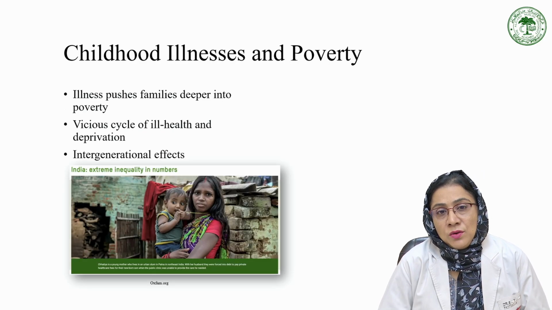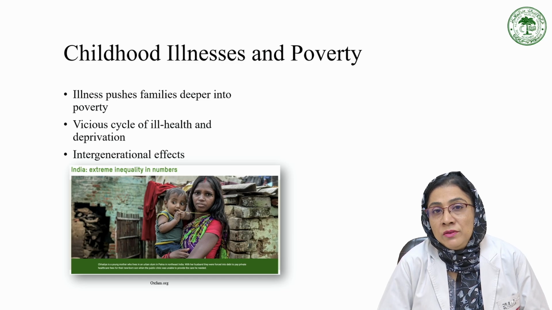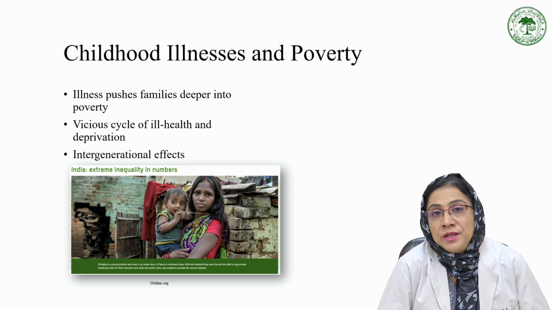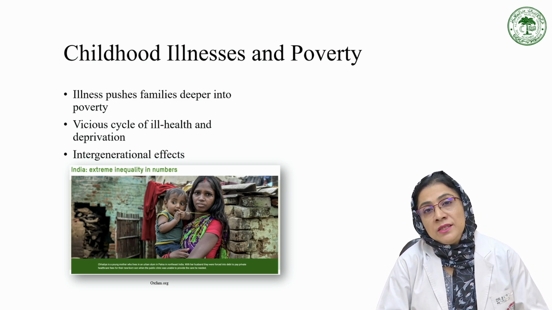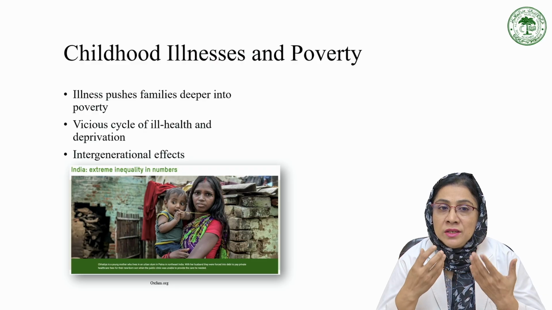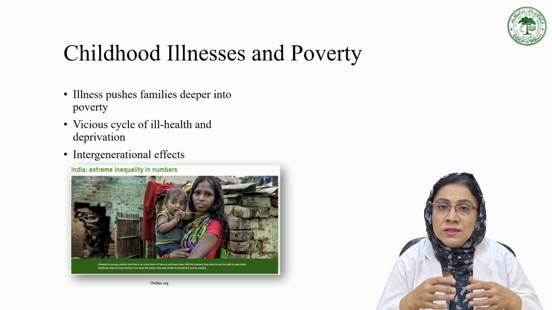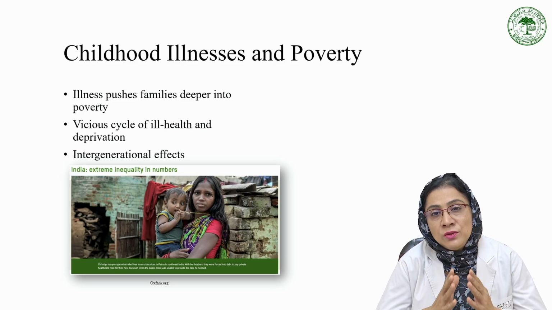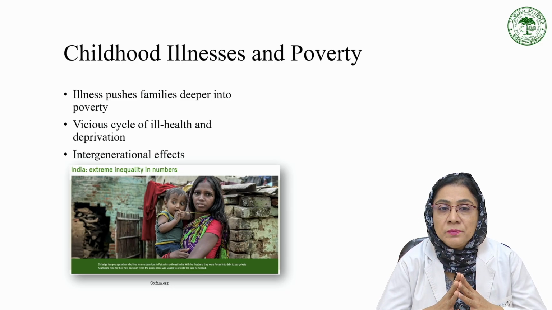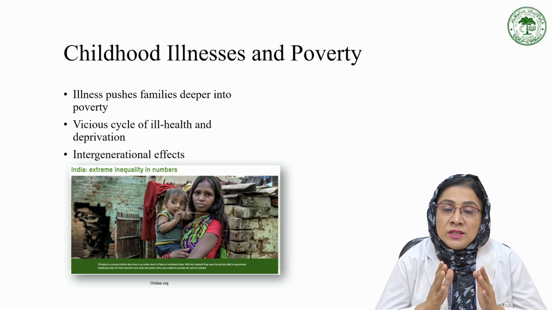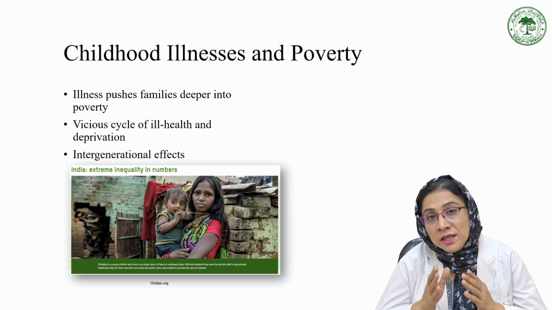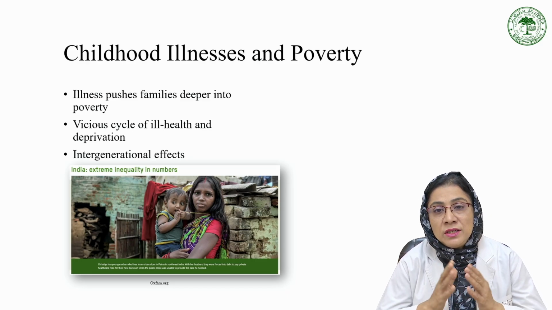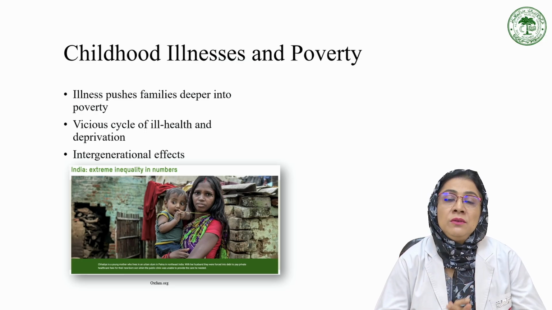Illness in children often drives families further into poverty through healthcare costs, lost income, and out-of-pocket expenditures. This creates a vicious cycle where poverty increases vulnerability to illness and illness reinforces poverty. Malnourished or uneducated children grow into adults with limited opportunities, perpetuating intergenerational deprivation. Breaking this cycle requires integrated health, social, and economic interventions that address root causes alongside medical treatment.